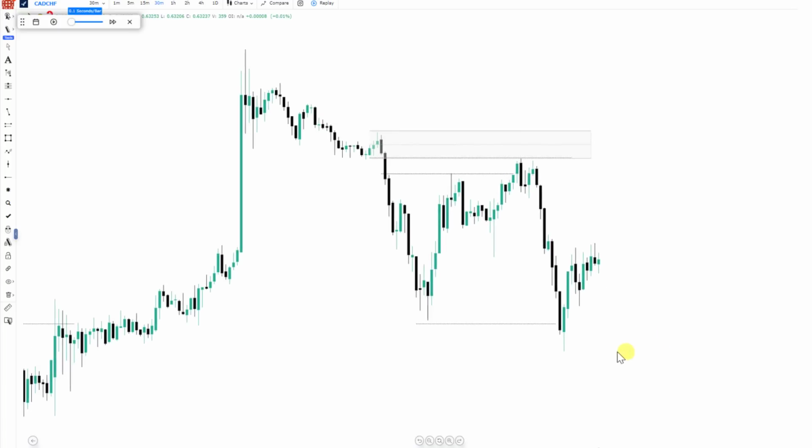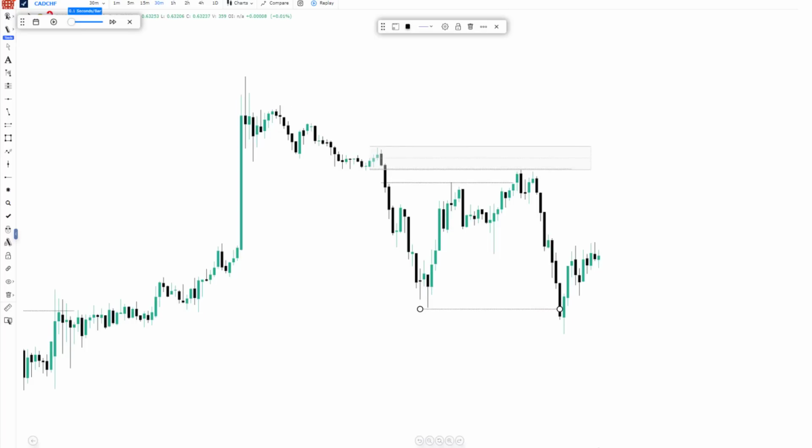Now what can we clearly see in the markets? Price breaks structure to the downside. So this explains that we're going to have a continuation to the downside, and this is actually what we're seeing on the 30 minutes time frame.